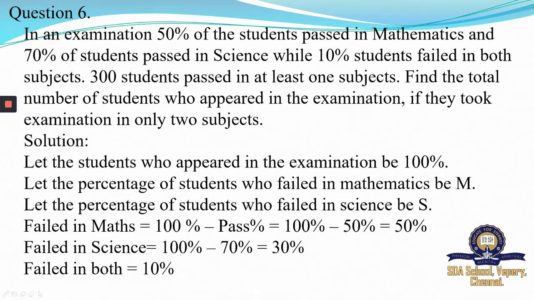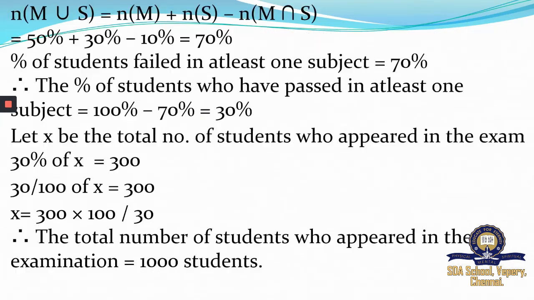Similarly, we can find the fail percentage of science. How can we find? 100 percentage minus the pass percentage. So the percentage of students who passed in science is 70. So 100 minus 70 is equal to 30 percentage, which means 30% of students have failed in science, and 10% of students failed in both the subjects, they have given to us. Correct?